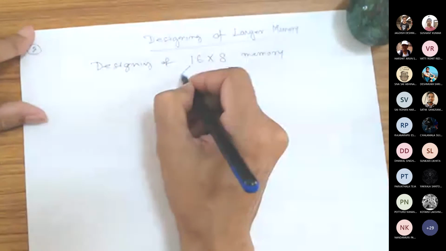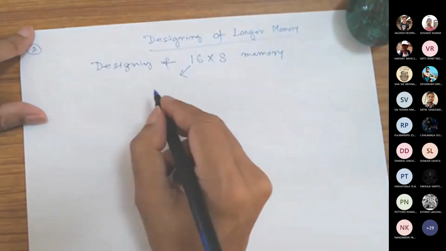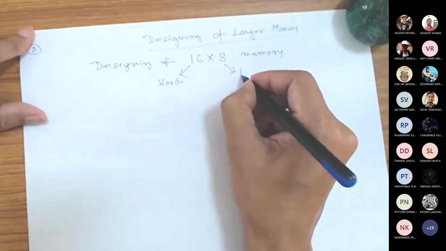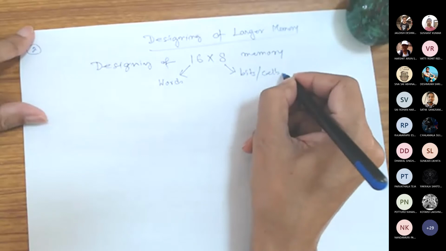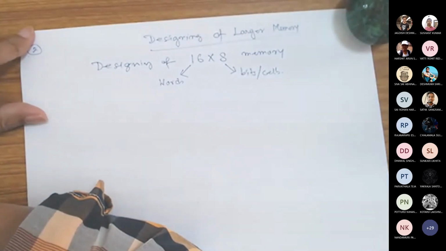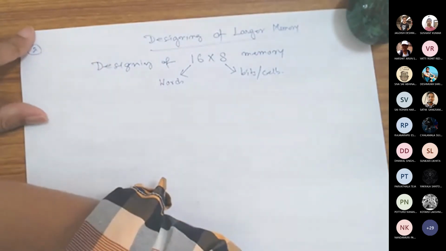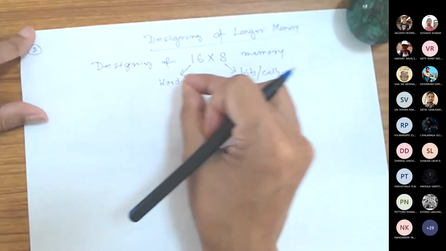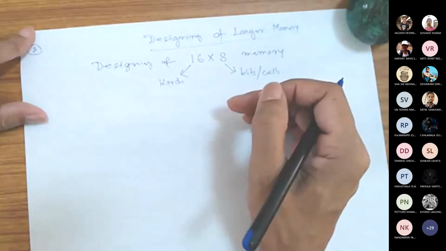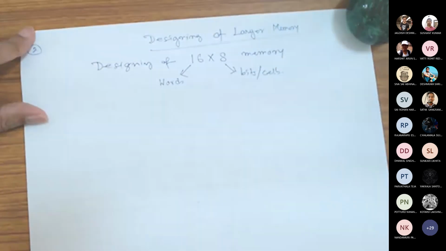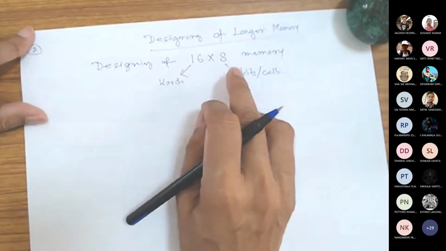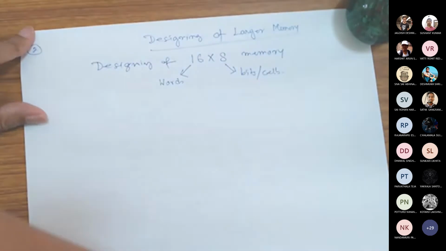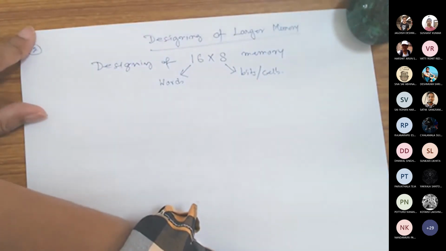So 16 into 8 means this is words. These are bits or cells. So we'd like to design one memory that has 16 words, or 16 lines, or you can say 16 rows, and each row has 8 bits. So when you read, you don't read one bit, you read the entire 8 bits or 1 byte. So we call it a 16 into 8 organization.